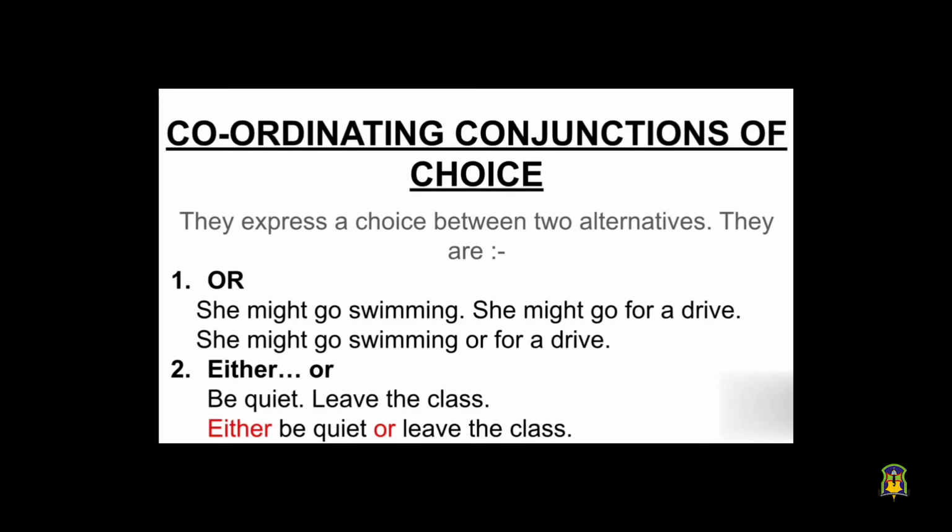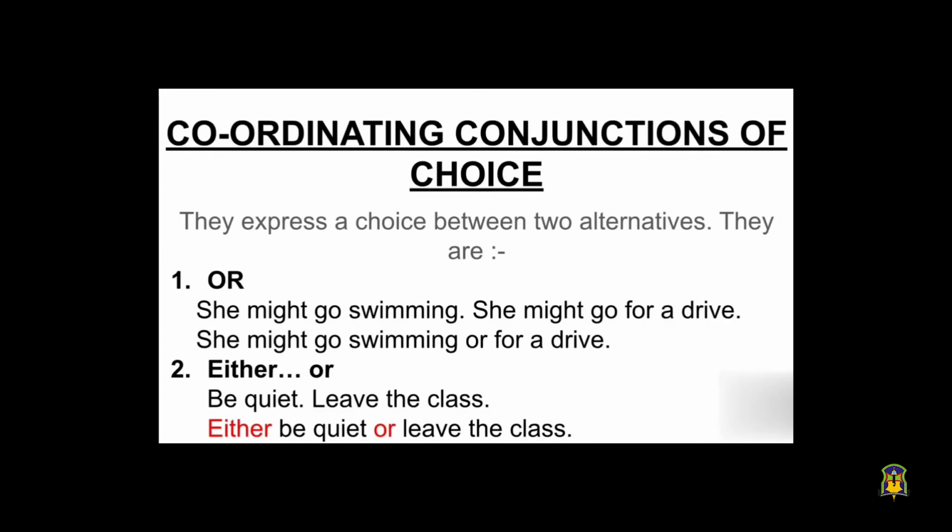So here two alternative things are given, that is swimming and driving. So let's see. She might go swimming or for a drive. By using the or conjunction, we have used it in between swimming and driving.